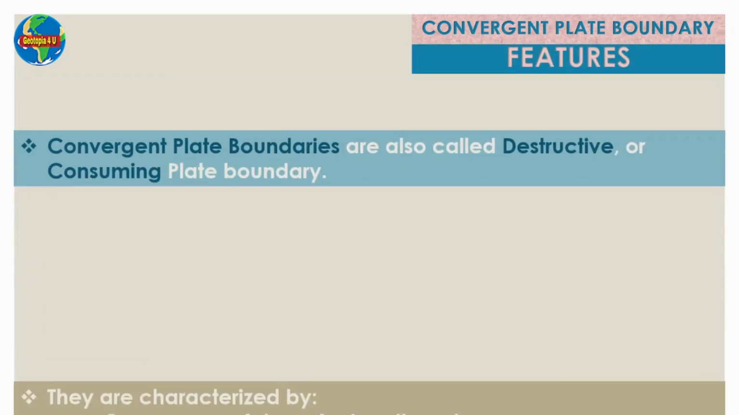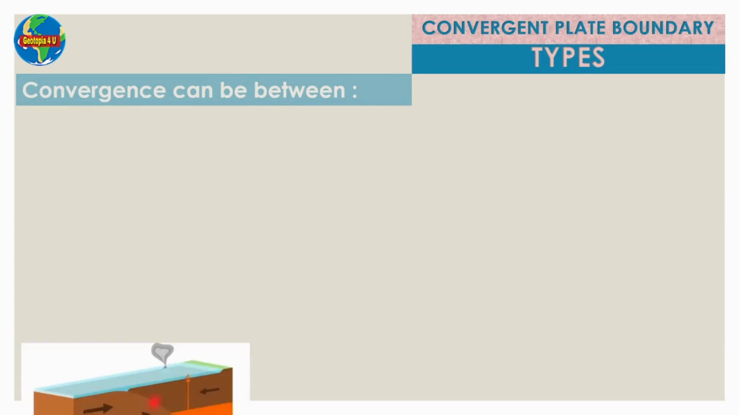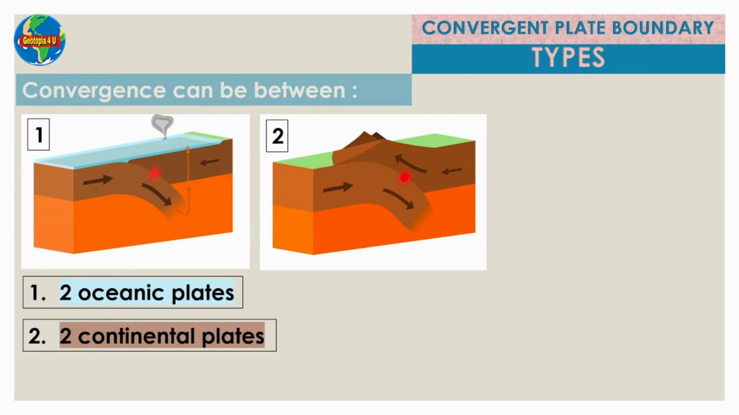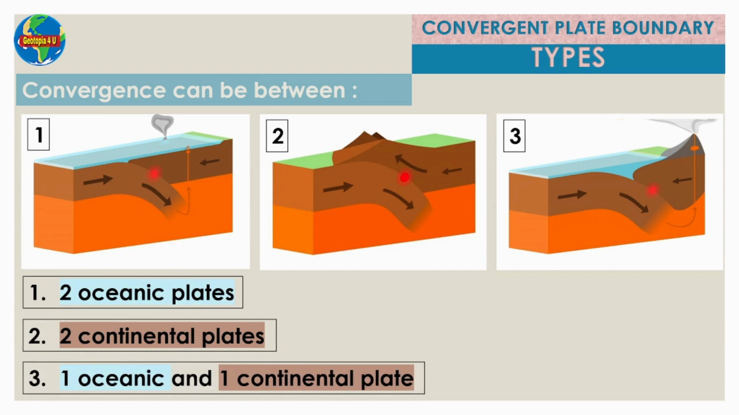Features. Convergent plate boundaries are also called destructive or consuming plate boundaries. They are characterized by the occurrence of deep focus earthquakes, the occurrence of explosive type of volcanic eruption, and the formation of folded mountains, island arcs, and trenches. Types. Convergence can be between two oceanic plates, two continental plates, or one continental and one oceanic plate.